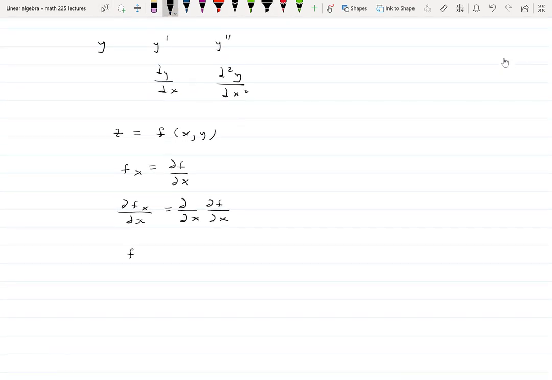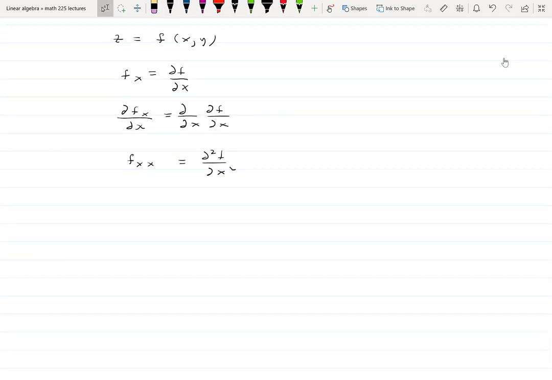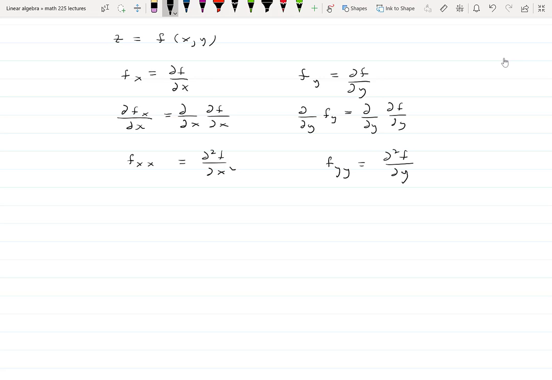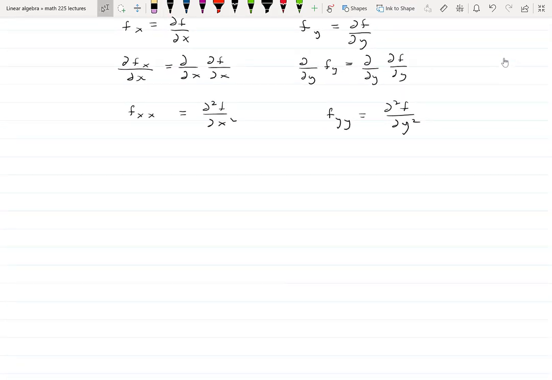On the left, I have f sub x and then x again. On the right-hand side, I have partial squared f over partial x squared. Same thing with respect to y. I have f sub y, the derivative with respect to y is partial f partial y. I can take another derivative with respect to y of both sides of this. Partial, partial y, partial f, partial y. So I get the second partial derivative with respect to y. F sub yy equals the second partial, partial squared f over partial y squared. Okay, so let's take a look at that as an example. Then I'll blow your mind with an additional partial derivative.